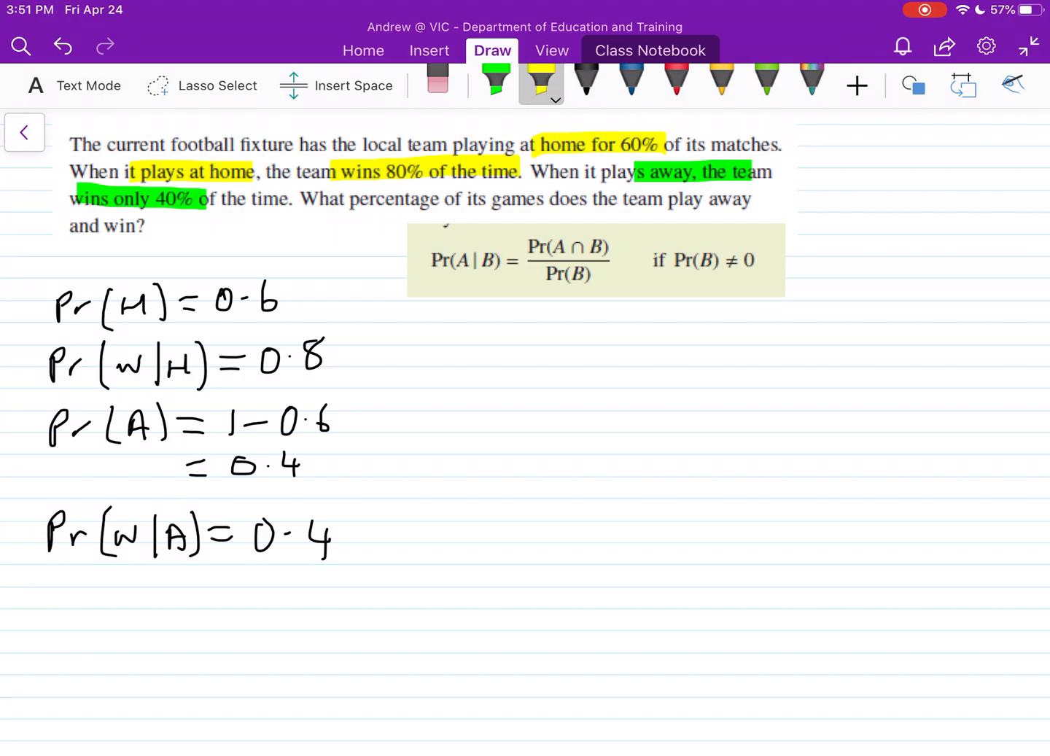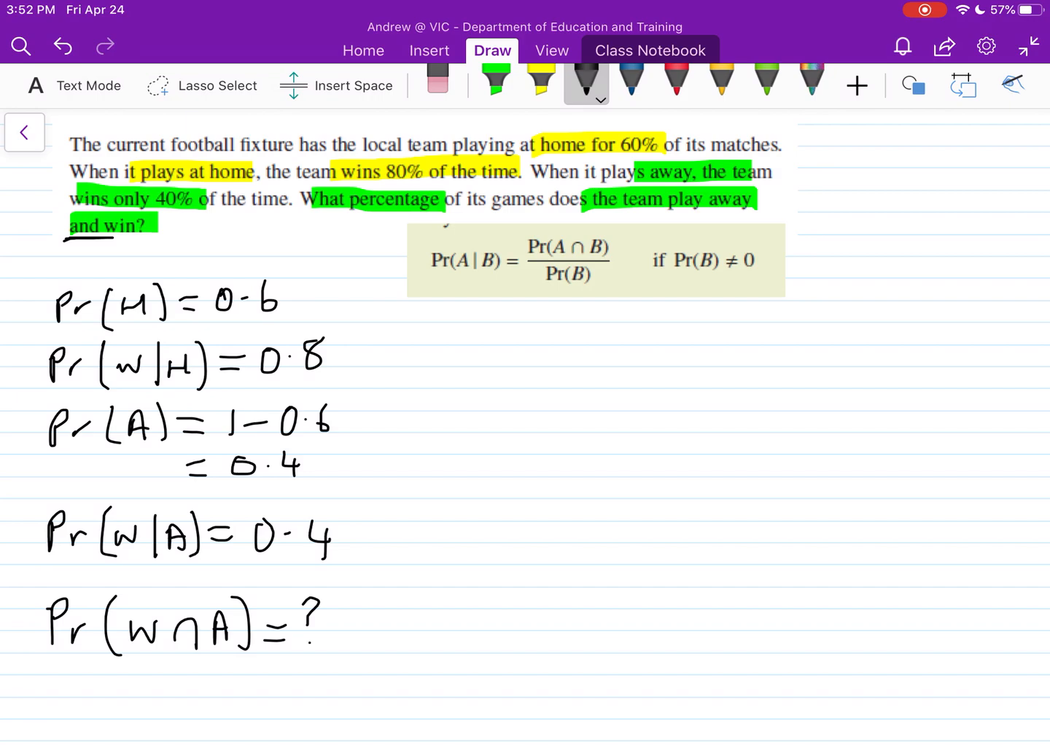Now, our question asks us what percentage, so make sure it says the percentage, our answer in the final end, of the games does the team play away and win. So the key thing here is when it has away and win, this is indicating that this is an intersection that we're trying to find. That and word, whenever you see this, nearly most of the time it means our intersection. So we need to try and find the probability of when they win and away.